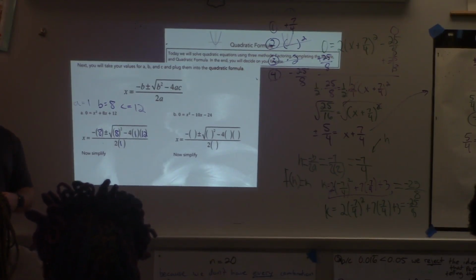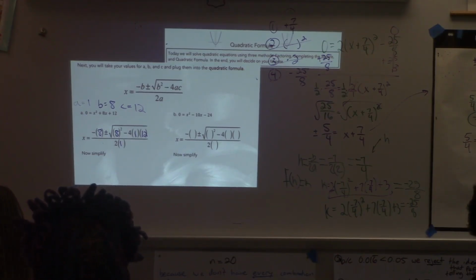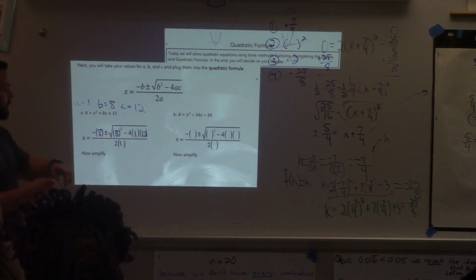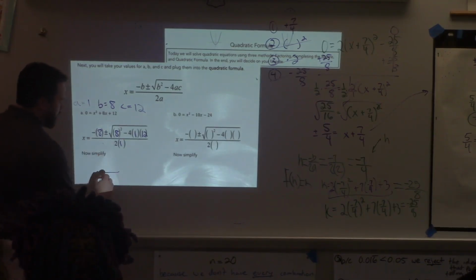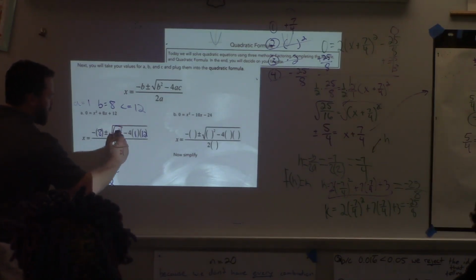Multiply first, right? What are you going to multiply? 2 times 1. The 8. You could do 2 times 1 separately, but personally I would go ahead and do the 2 times 1 for sure in the denominator. But what I'm looking at is this.